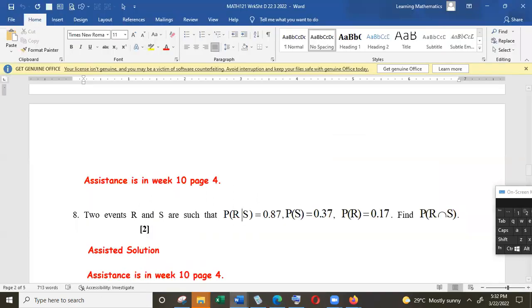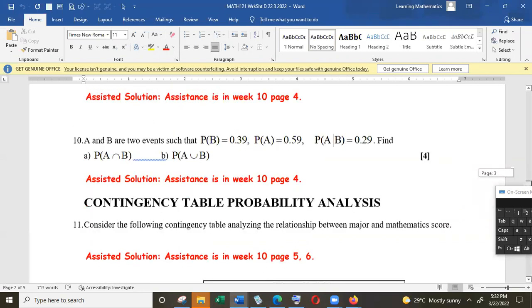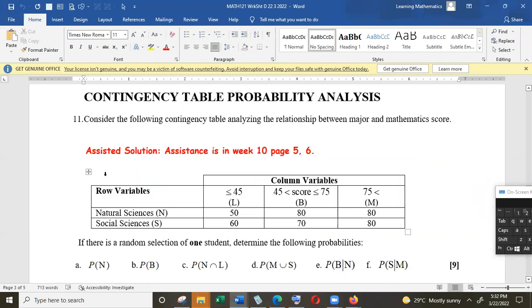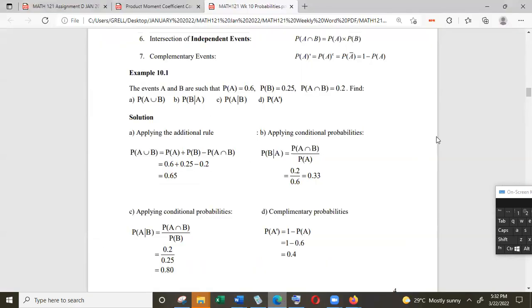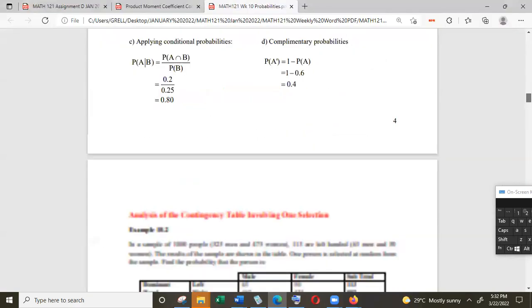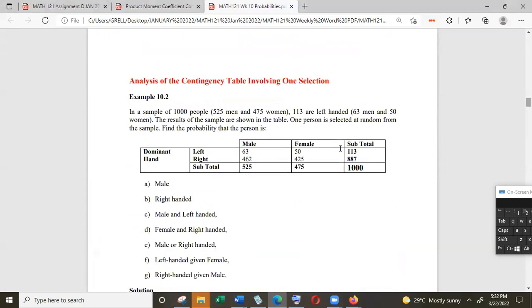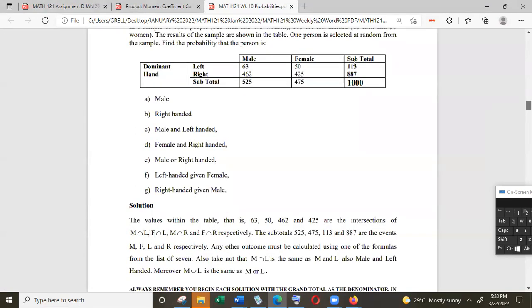Then we move on to number 11. Number 11 comes under the subcategory of contingency table for probability analysis. You can get that in page 5 or 6. Contingency table, here it is, for probability analysis involving one selection. And you are familiar with this table for the chi-square test for independence. It is a contingency table. You have 2 variables. Here you have gender and your dominant hand, your dexterity in this example.